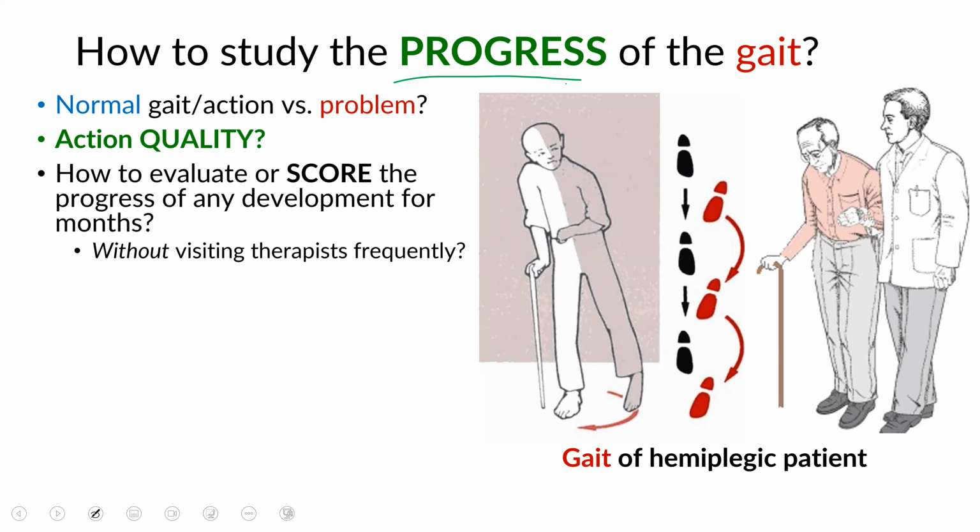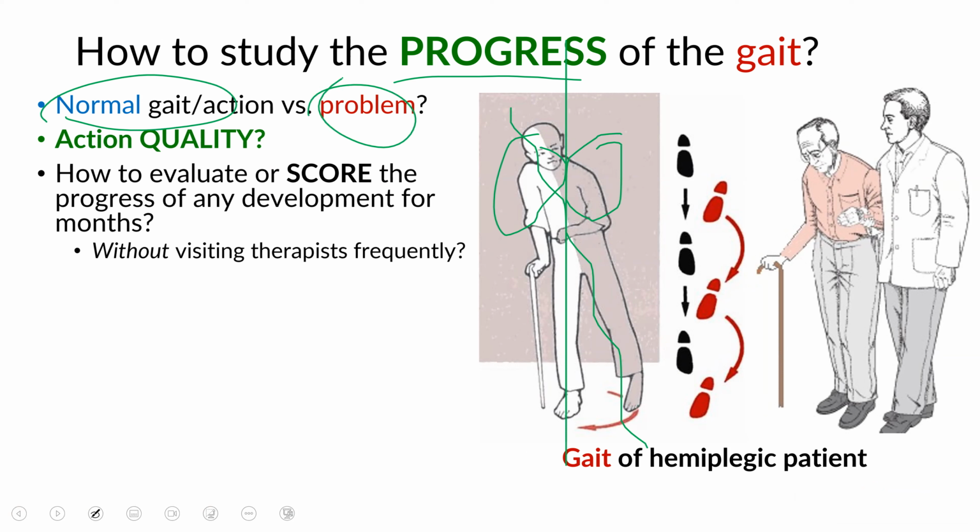Now you see that this person, if you consider the imbalance between this side and this side and the vertical line, if you look at the body joint points, probably you can understand. But in some cases you cannot do it properly, because of normal action or gait versus a problematic one. How difficult is it to understand the action quality, and how do you evaluate or score the progress of any development for months without visiting therapists frequently?